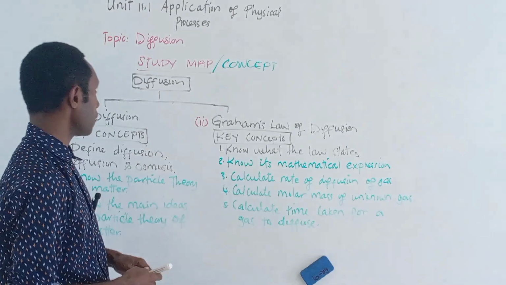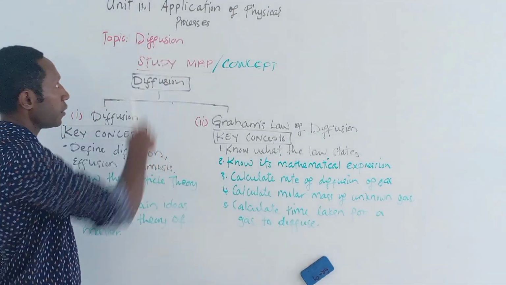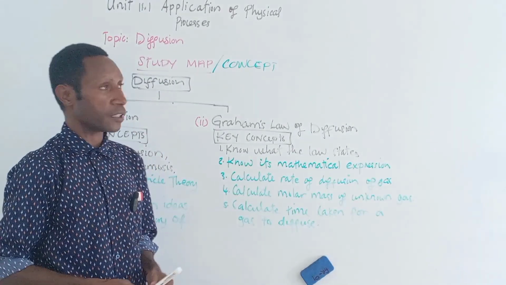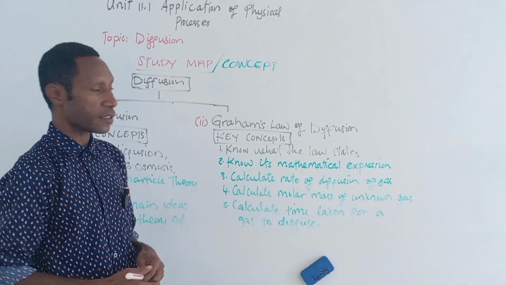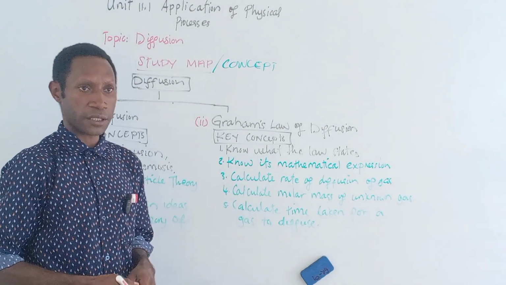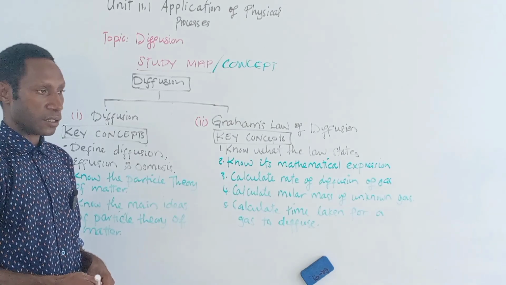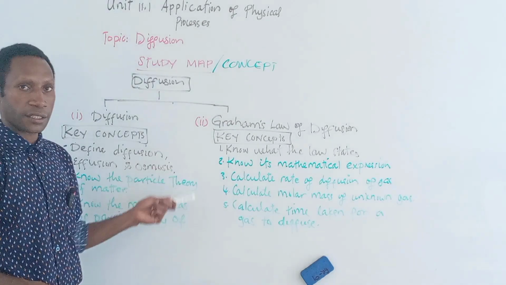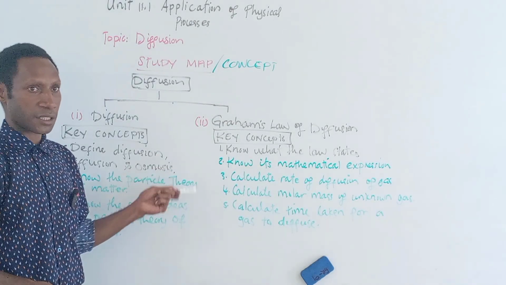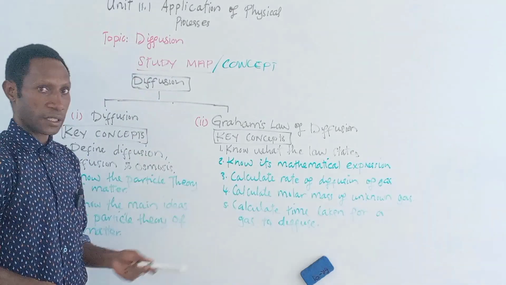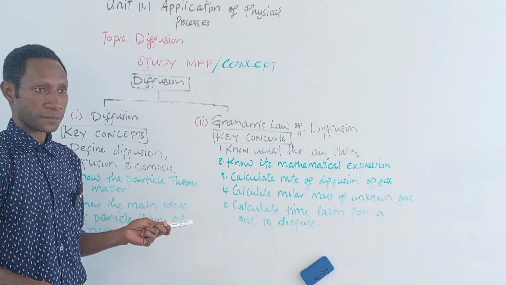Okay, so let's look at this example. That's the first unit, grade 11 chemistry, and it's application of physical process. Under this unit, we have around 5 or 6 topics. So in order to help me study topic 1, that is diffusion, I can draw something like this.